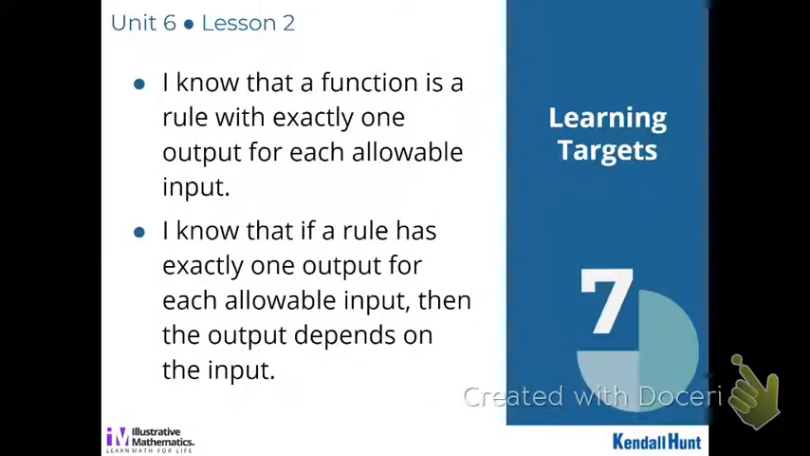So now we know a function is a rule with exactly one output. It can be the same output as other things, but each input can only have one output. And if we know that a rule has exactly one output for each allowable input, then it depends on the input. So notice that word depends. We're going to be dealing with independent variables coming up, okay? Because we're going to move into tables next.